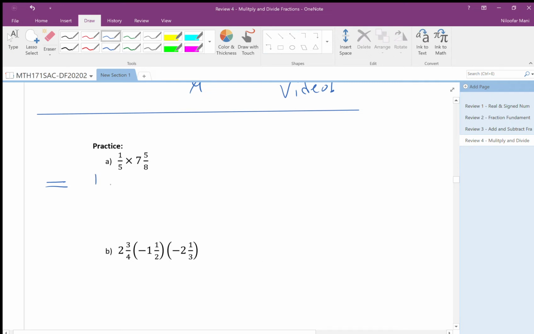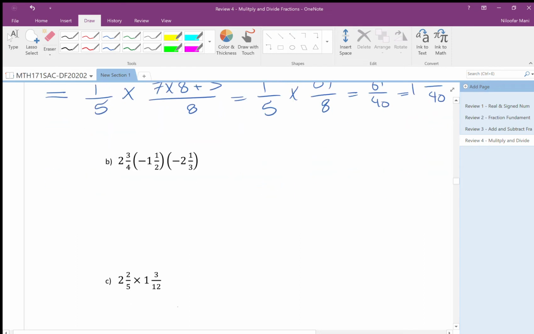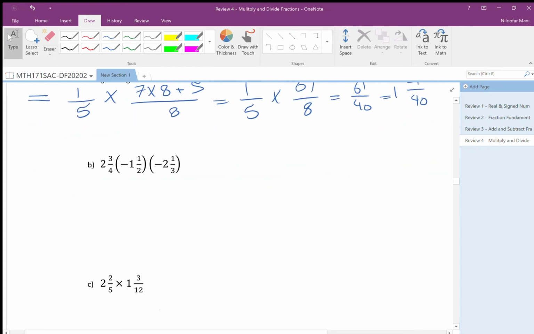So it's 1/5 times (7 times 8 plus 5) divided by 8, or over 8, which is 1/5 times 61/8, which is 61/40. How many 40s do I have? 1. How many are left? 21 divided by 40, so over 40. What is next? So the next one is this one.